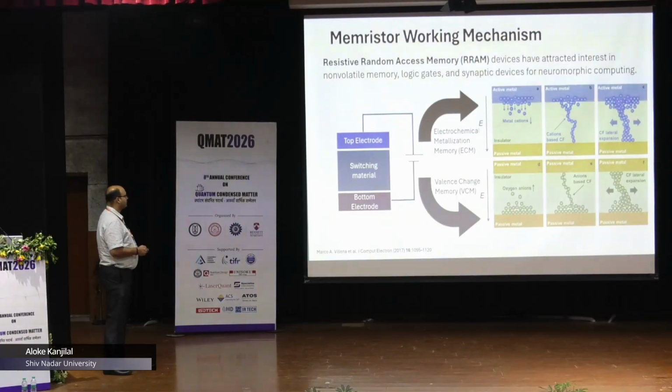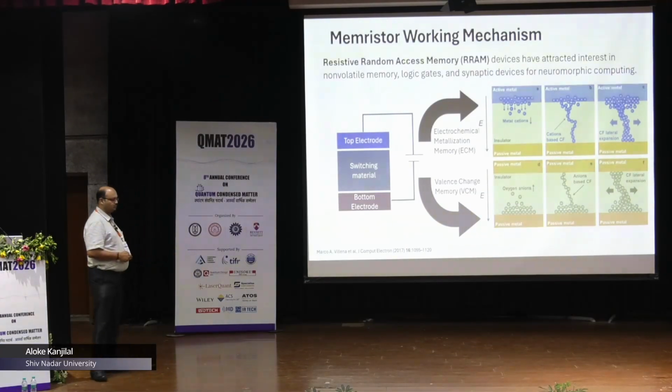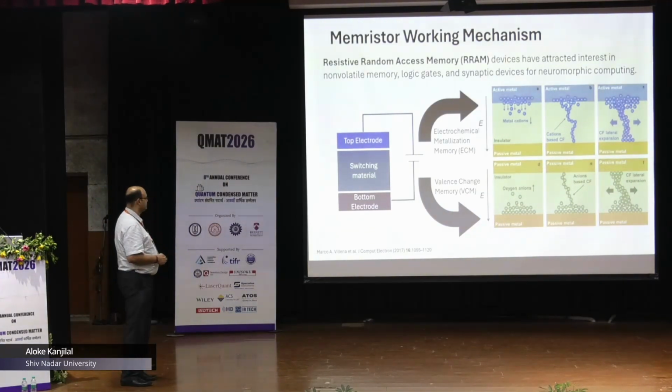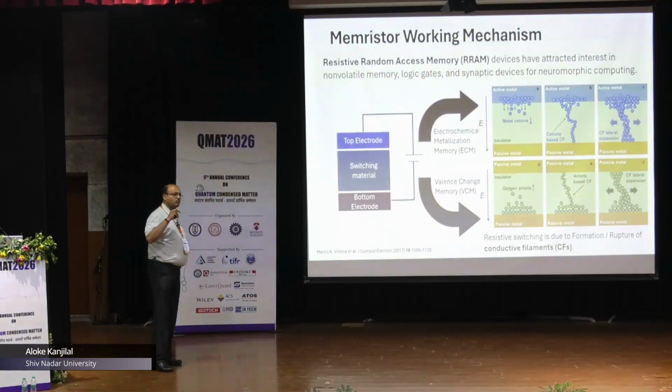One is called electrochemical metallization, ECM, and the other is called valence change memory, VCM. In one case it is oxygen vacancies, and in the other it is cations. You should keep this in mind as my topic goes deeper.